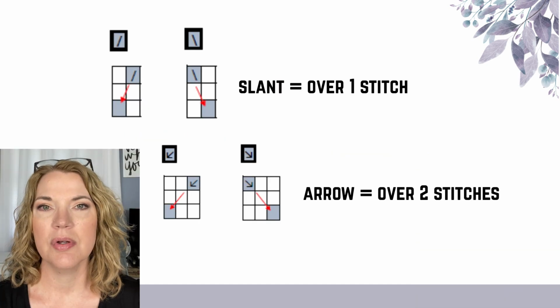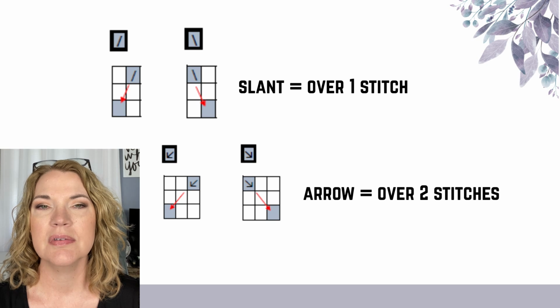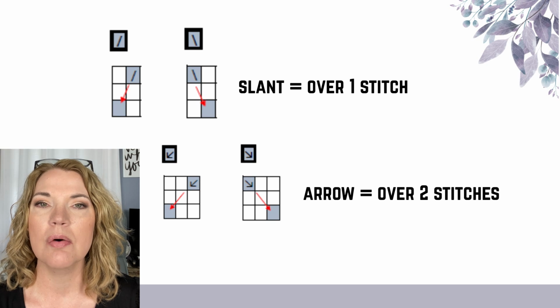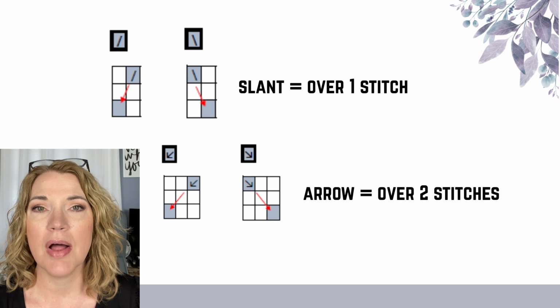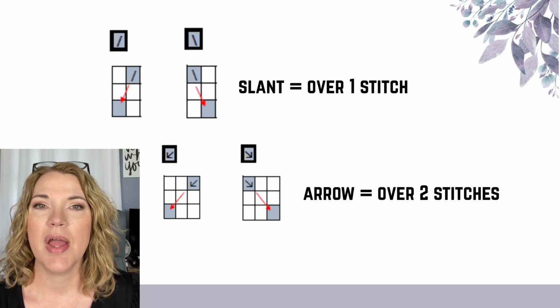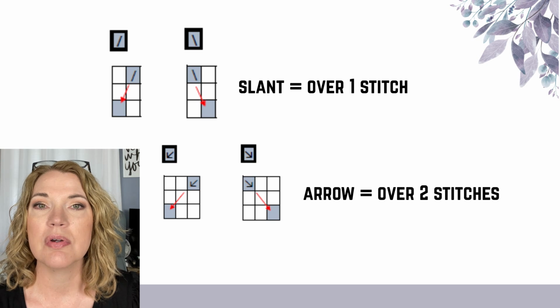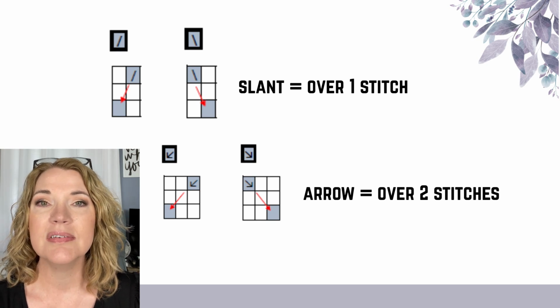For today's tutorial, we're going to look at 4 angle stitches. A slant to the left or right means to work the angle 1 stitch to the left or right, and an arrow left or right stands for an angle that's worked 2 over to the left or to the right. Let's take a closer look.